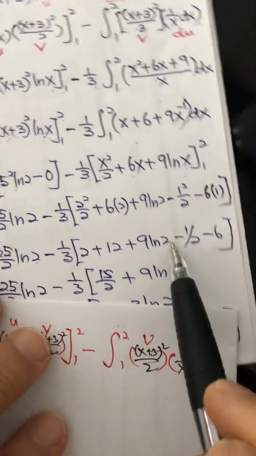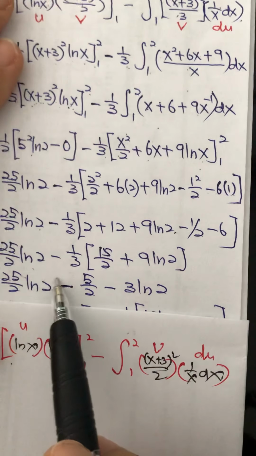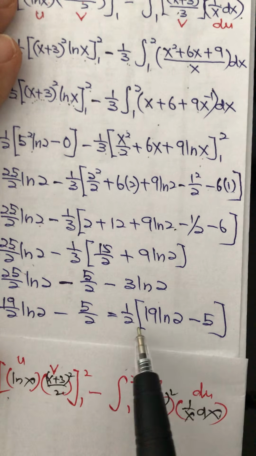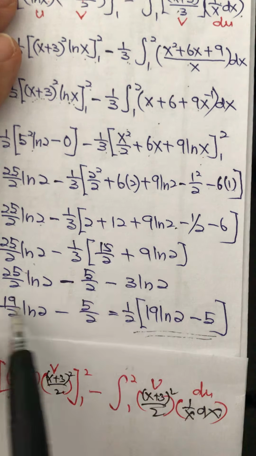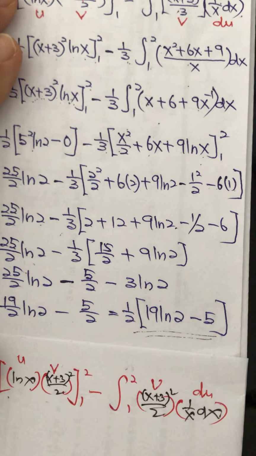Then after that, you simplify this one. Simplify until finally you will get this. So this will be the answer. As for how to simplify this part, you can go through it. I think you should know.